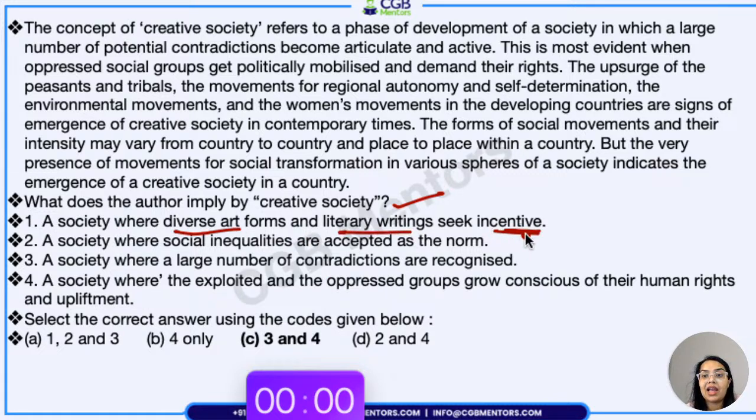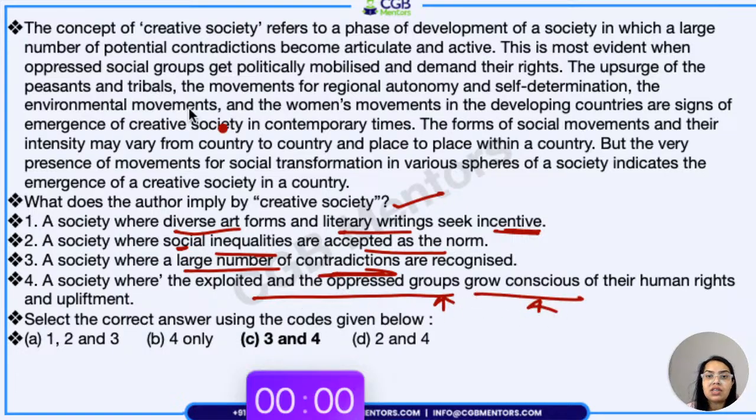These are the highlighted words here which are important for us to cross-check. Society where social inequalities are accepted as norms. Society where a large number of contradictions are recognized. Society where the exploited and oppressed groups grow conscious. So these are the cross-check words, and now we will read the passage. The concept of creative society refers to a phase of development of a society in which a large number of potential contradictions become articulate and active. So contradictions are recognized. A large number of them are recognized because they are becoming articulate and active.